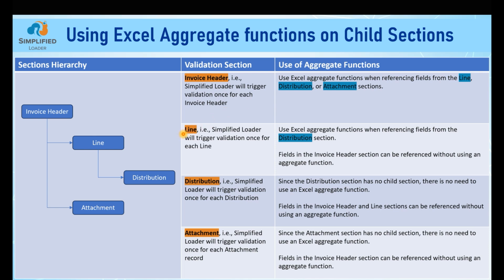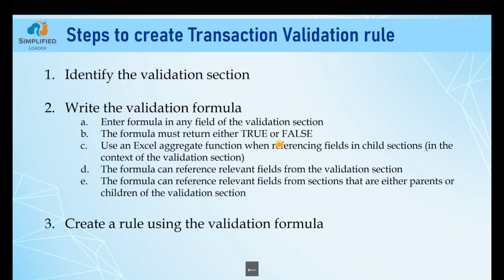The second example is where the validation section is set at the line level. In this scenario, the formula can reference a field at the distribution level, but it must use an aggregate function. Let me go back to the slide containing the formula guidelines. Point D mentions that the formula can use relevant fields from the validation section. Point E states that relevant fields from parent and child sections can also be used.